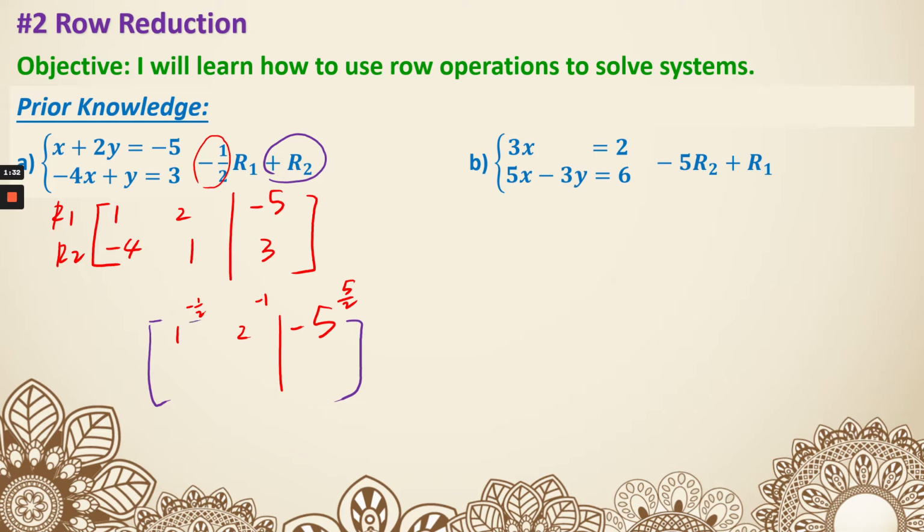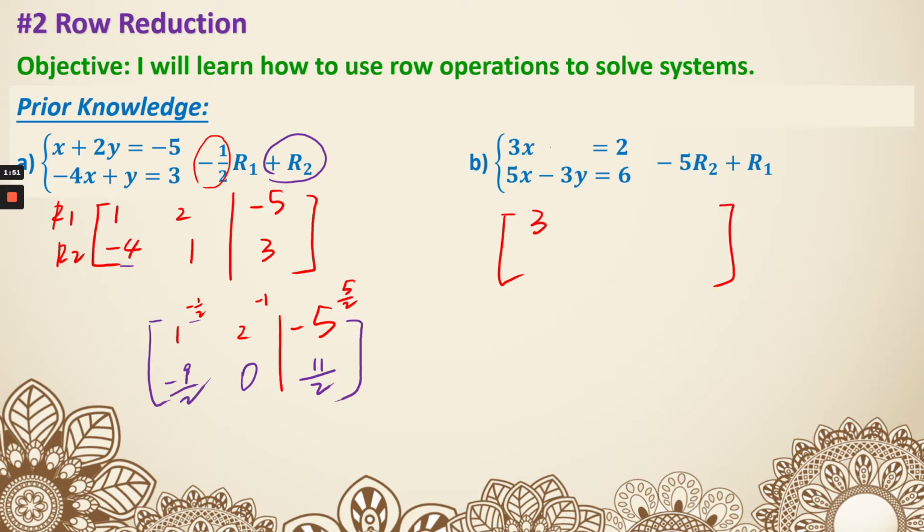Now we just need to do -1/2 plus -4 is -9/2. -1 plus the 1 is a 0. And 5/2 plus a 3 is 11/2. That is question A. Question B. Same thing. Let's start with our augmented matrix.